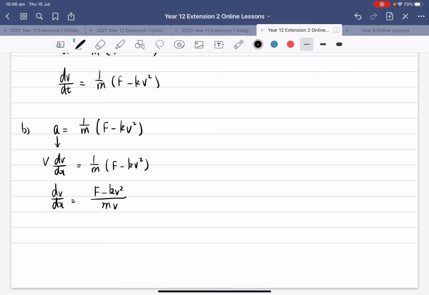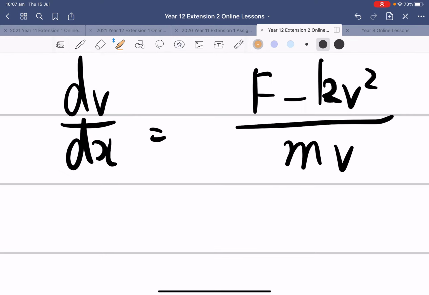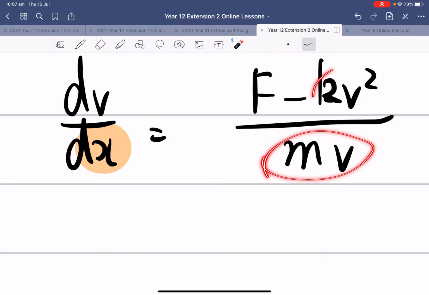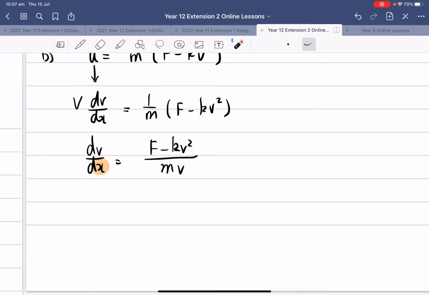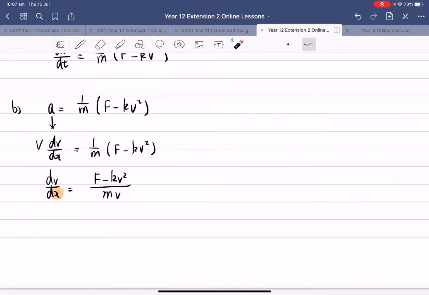Okay, so once you have finished that, then we need to integrate it. Now please remember this, the denominator has an x here, okay? However, on this side there is no x, so you can't really integrate both sides this way, so we need to do the reciprocal of both sides, okay? So dx over dv is mv over f minus kv squared.